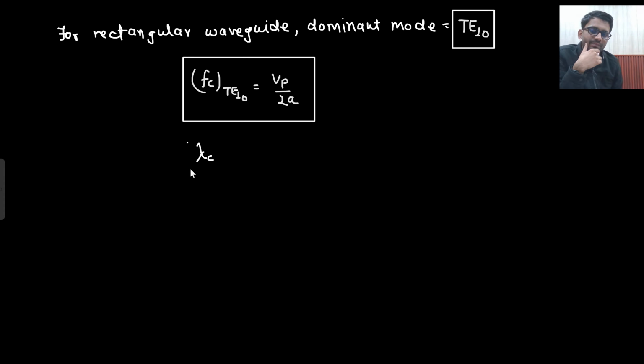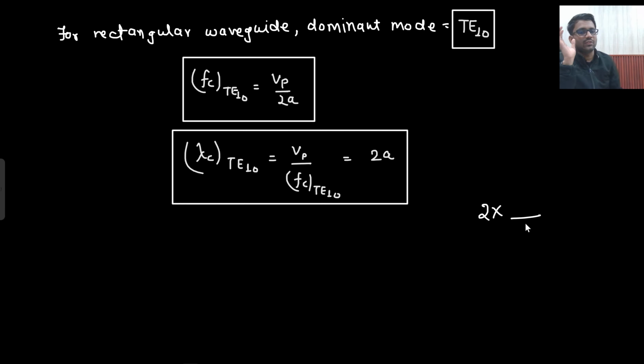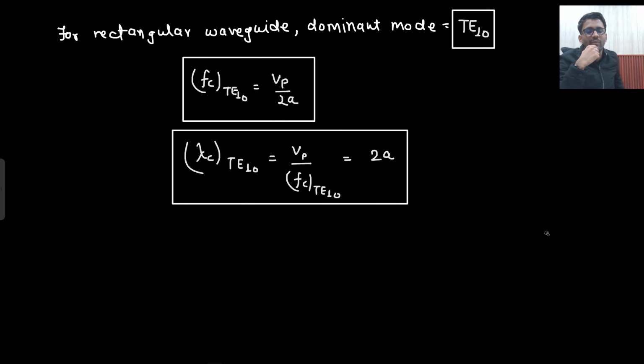And what will be your cutoff wavelength? That would be lambda equals Vp by Fc. So if we put the value, what are we getting? 2a. So what is the answer? 2a. This should also be in your mind, that if they are asking me the cutoff wavelength for dominant mode, then I just need to take twice of the bigger side. That's it, twice of the bigger side. So this is your cutoff wavelength of dominant mode.